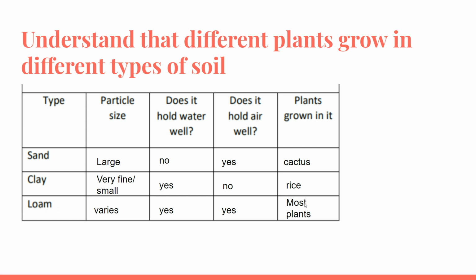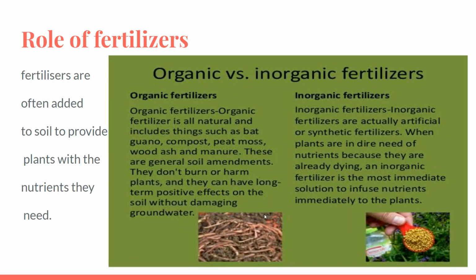Then in loam, most of the plants grow. Why? Because number one, loam has a lot of nutrients. Number two, because it can hold the water well and it can hold the air well as well.